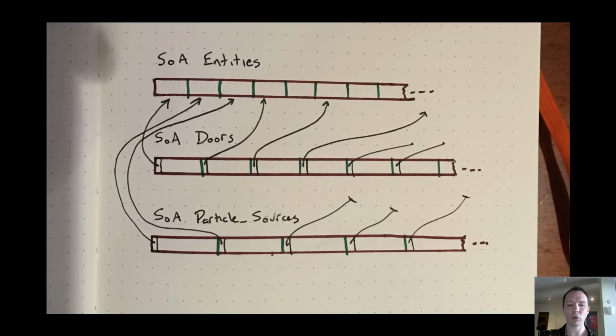Then we might have particle sources, right? These are bigger than doors. Note that doors are bigger than the base entity. Particle sources might be even bigger because they have all these color and timing controls on them. And again it got a little messy, so I just started drawing arrows into nowhere, but each of these has a pointer that points into the base entities. It doesn't have to be a pointer in the strict way. It has to be some way of locating the base entity, right? It could be a pointer, it could be something else. And then the rest of this is whatever data is needed.